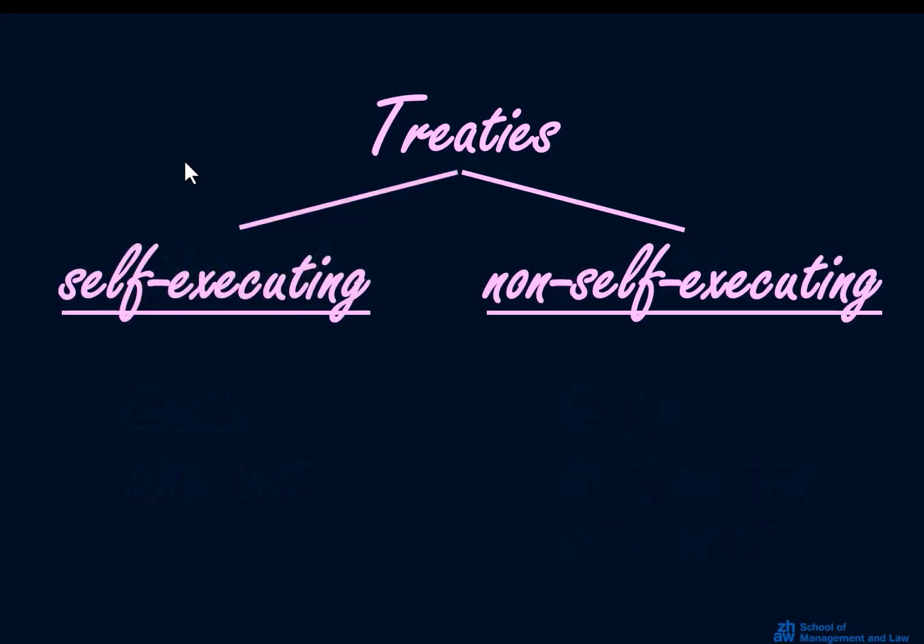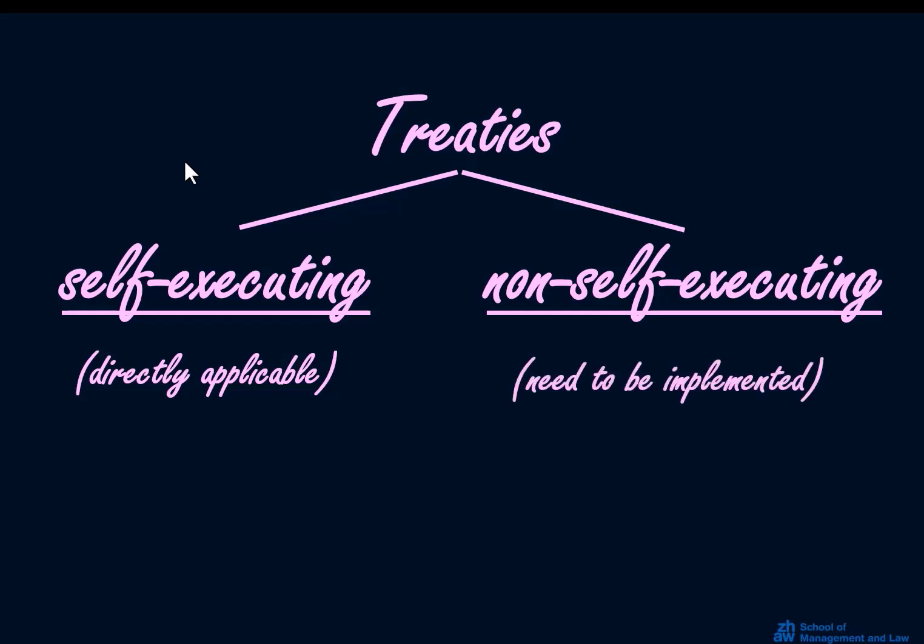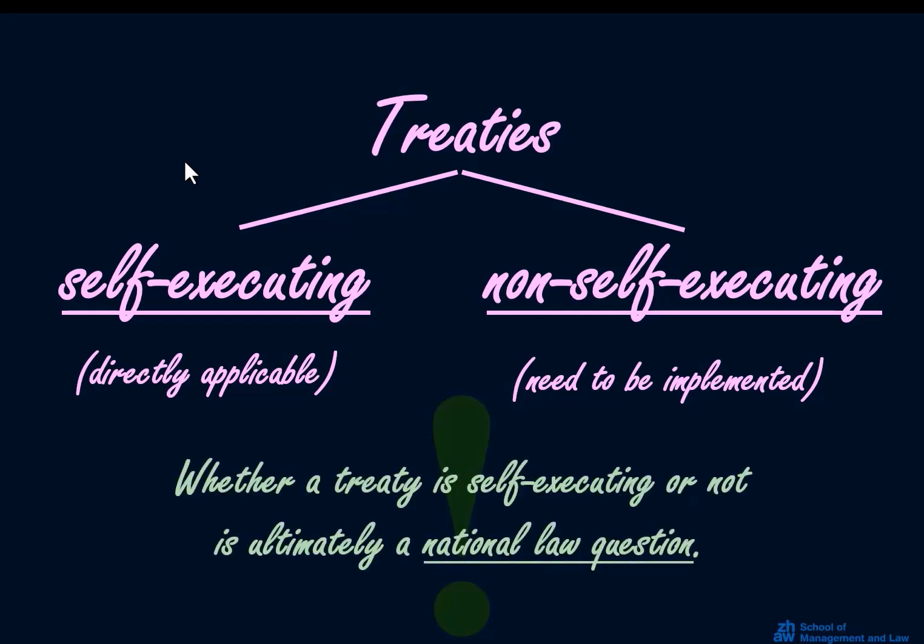Another important distinction is between self-executing and non-self-executing treaties. While self-executing treaties are directly applicable, non-self-executing treaties need to be implemented by national legislation. Whether a treaty is self-executing or not is ultimately not an international law question. It's something that ultimately depends on national law. National law determines whether a treaty shall apply directly within the territory of the state concerned.